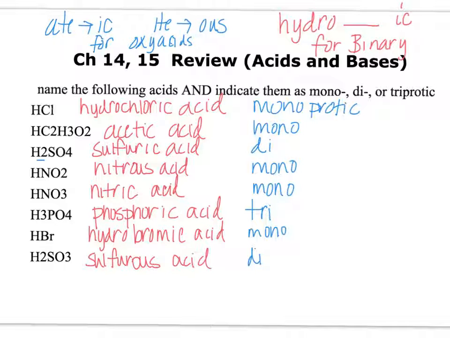And the naming system for that, from a review when we were doing naming, is if it is ending in ate, it goes to ic, and if it's ending in ite, it goes to ous. Here are two good examples right here with nitric and nitrous. The NO2 is nitrite, so it went to nitrous. The NO3 was nitrate, so it would change to nitric acid.